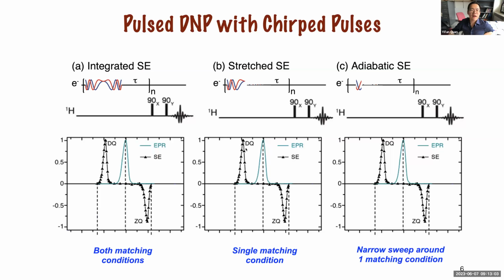Namely, there are three pulse schemes I will be talking about today. The first one is the integrated solid effect, which in the rotating frame is a broad sweep from minus infinity to infinity, crossing both solid effect matching conditions, covering all the spins. The truncated solid effect is half of that; we stop at the EPR center. The third one would be the ADFS solid effect, where we use quite narrow chirps, just around one of the matching conditions, and it can even be narrower than the EPR linewidth.